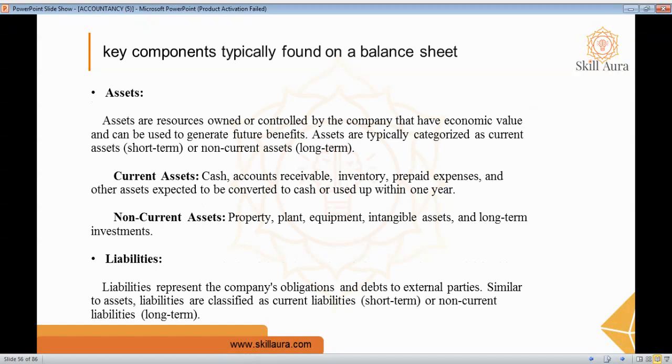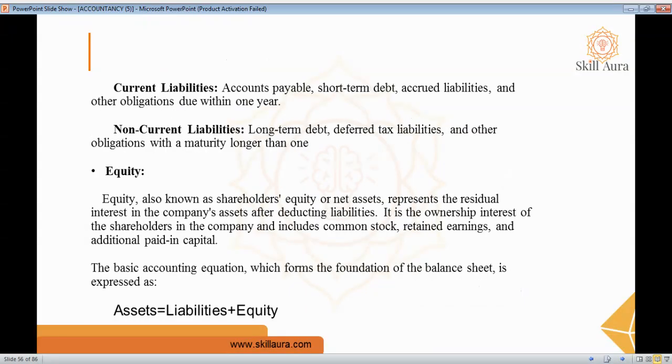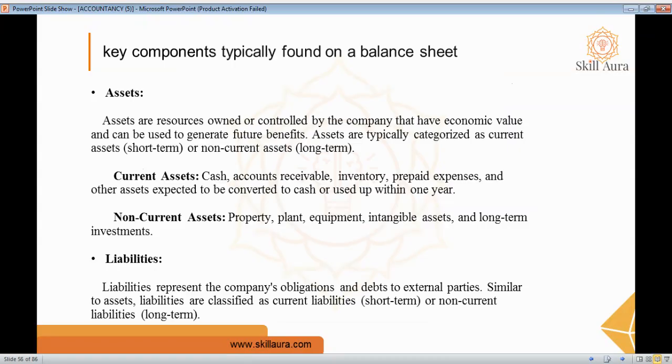The next one is key components typically found on a balance sheet. In a balance sheet, we find these topics: assets, of which there are two types, liabilities, which also have subsections, and equity. So let's start with assets. Asset is nothing but what the company owns. Assets are the resources owned or controlled by the company that have economic value and can be used to generate future benefits. It is categorized into two: current asset and non-current asset. Current asset means short term and non-current means long term.